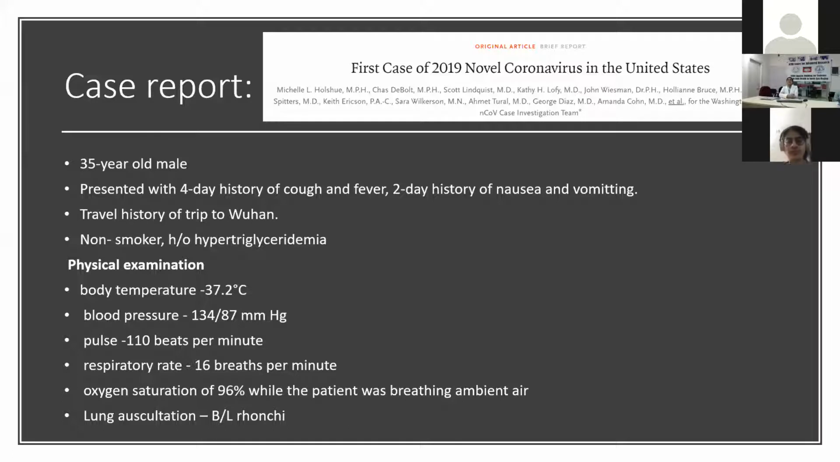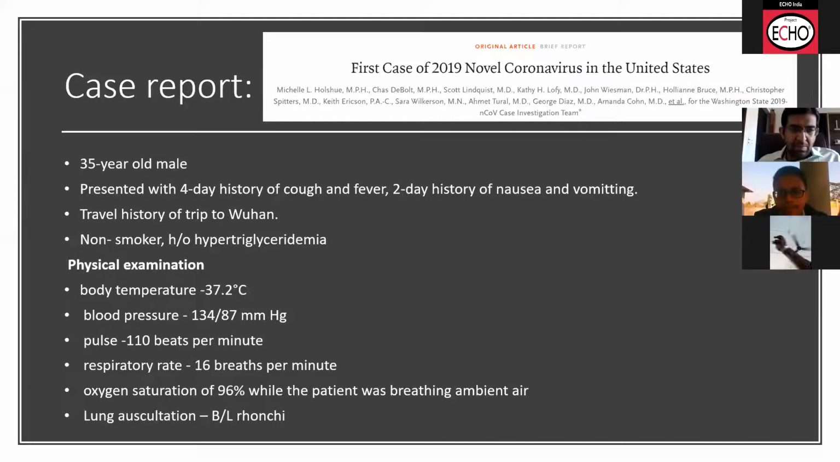There was a 35-year-old male who presented with a 4-day history of cough and fever, and a 2-day history of nausea and vomiting. He had a travel history of a trip to Wuhan, some business trip. He was a non-smoker and there was a history of hypertriglyceridemia.